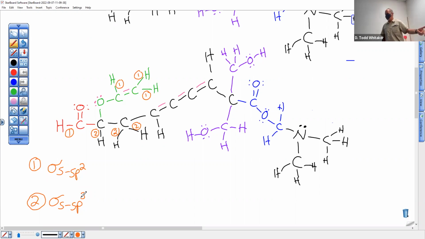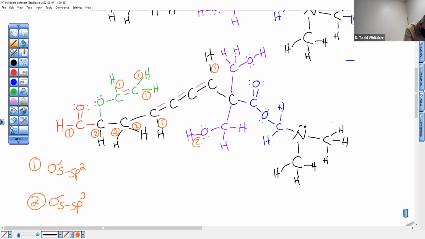Well, do you think this is important? Of course it is. Helps us predict which bonds are stronger and weaker. Let's finish up our 2s and our 1s. That's a 1 because it's sp2. That's a 1 because it's sp2. We got a bunch of sp3s.